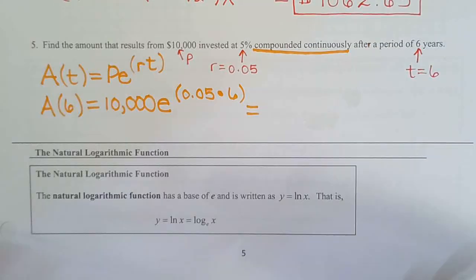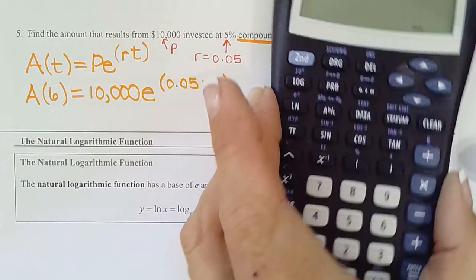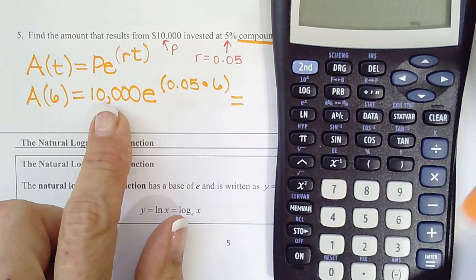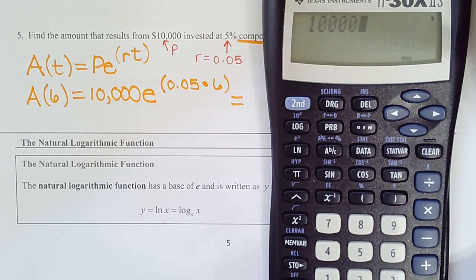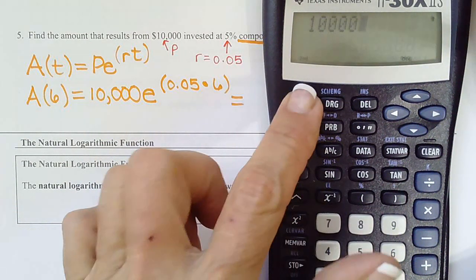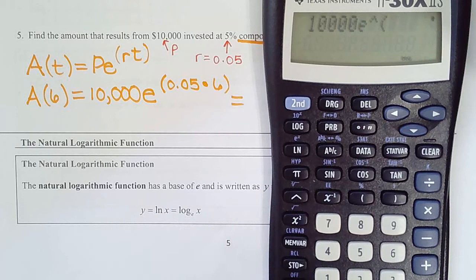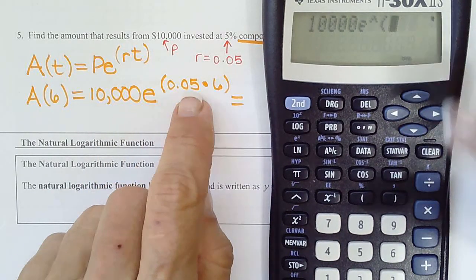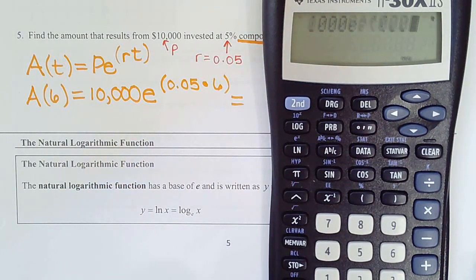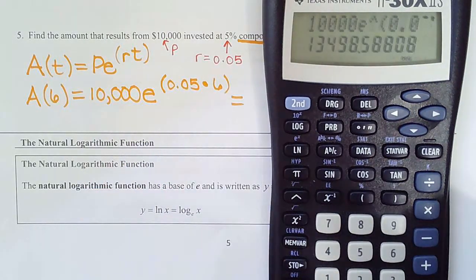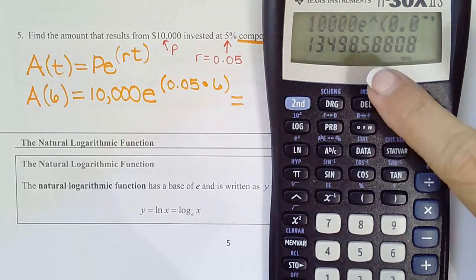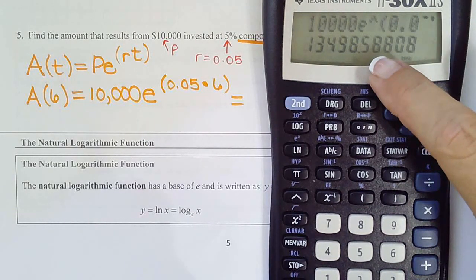So I'm ready for the calculator again. So 10,000 e, so second ln is where the e is. It gives you the caret, it gives you the opening of the parentheses, so you just type 0.05 times 6 and close it. $13,498.59, because the 8 followed by an 8 says change it to 9.